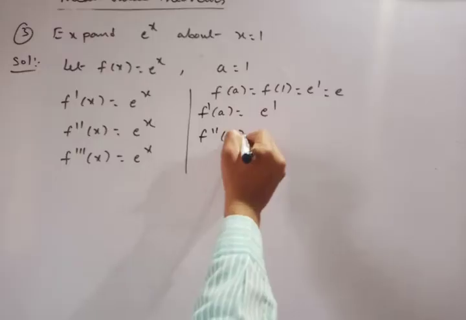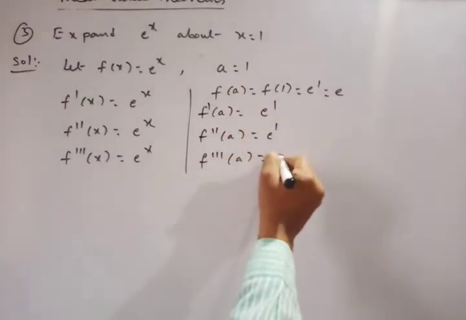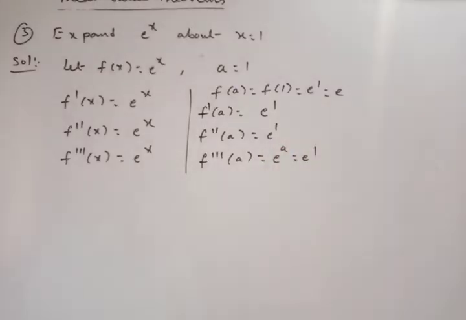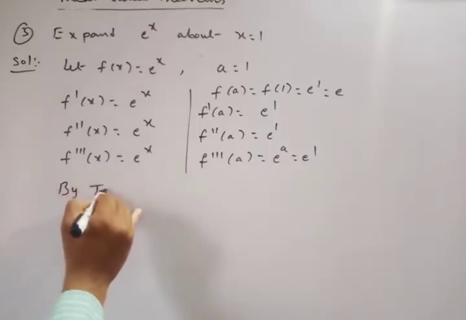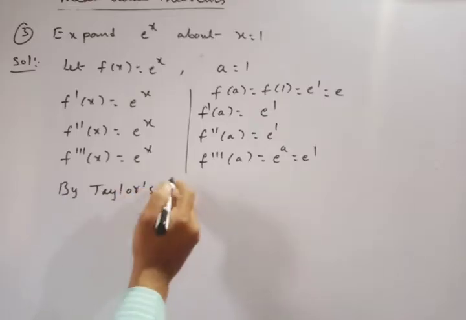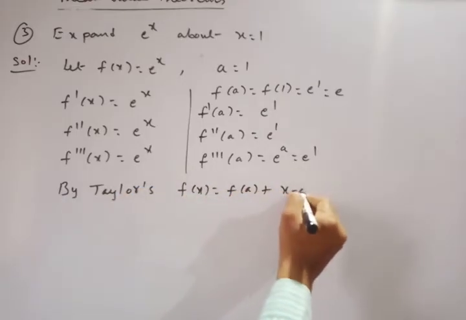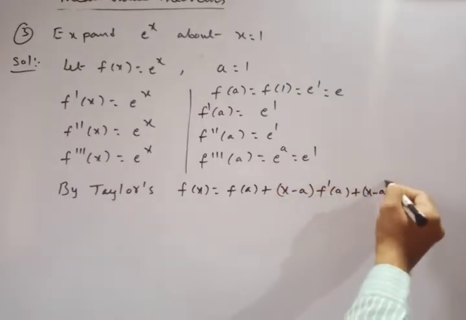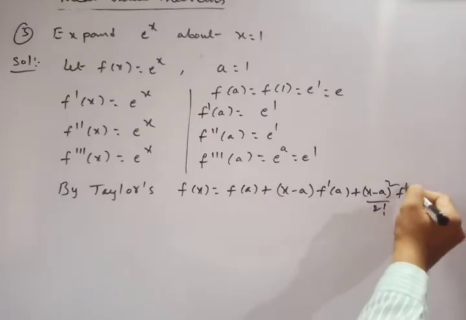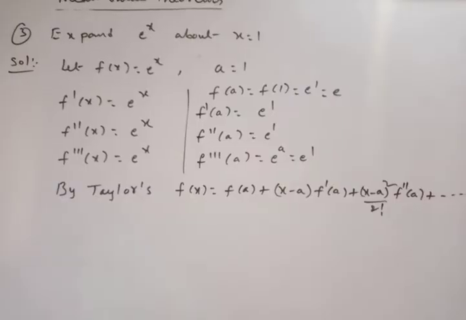F double dash of a is what? e power 1. F triple dash of a is also e power 1. We are getting all e only. Now by Taylor's, he is asking about x is equal to 1. By Taylor's expansion, what is the formula? f of x is equal to f of a plus x minus a into f dash of a, plus x minus a whole square by 2 factorial, f double dash of a, plus so on. Correct? That is the Taylor series expansion.